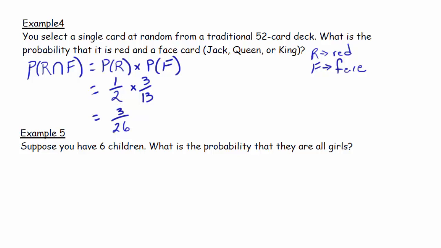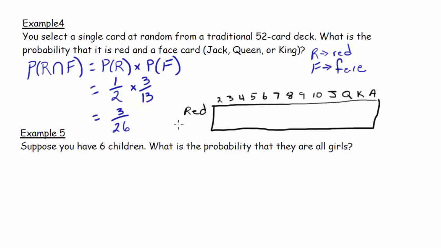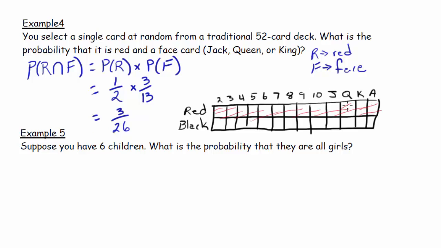And if this wasn't obvious, let's see if we could draw our picture here. So again, the probability that we're red, well, that's 1/2. That happens up here. And the probability that we're a face card, well, that happens here. These 3 out of 13? Well, the probability that they both happen, well, that happens in these 1, 2, 3 spots out of 26.